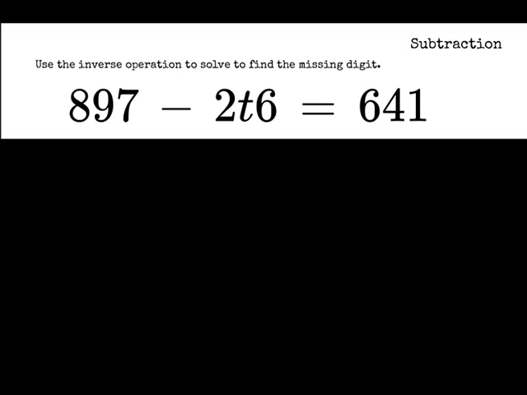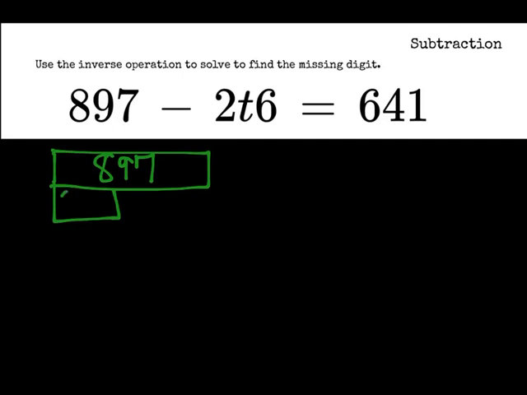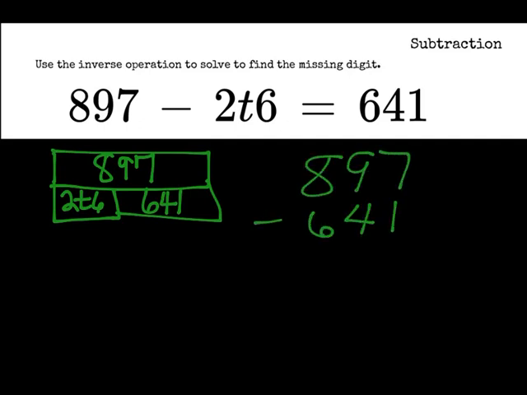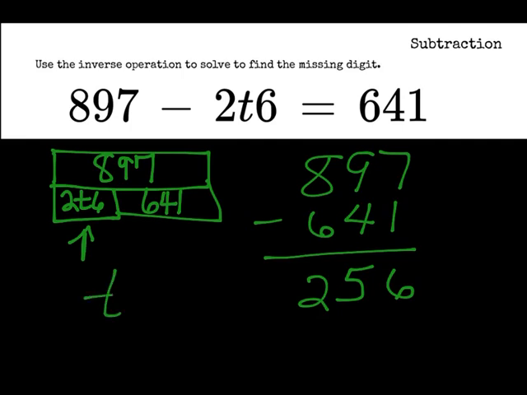Okay, let's move on to subtraction. Once again, this is our unknown. If we look at 897 as our whole, we have 200 something and 641, that when we put those together, they make the whole of 897. So we can take what we know and subtract that. And I get 256. So what is the missing number? The value of that t is 5, right here.